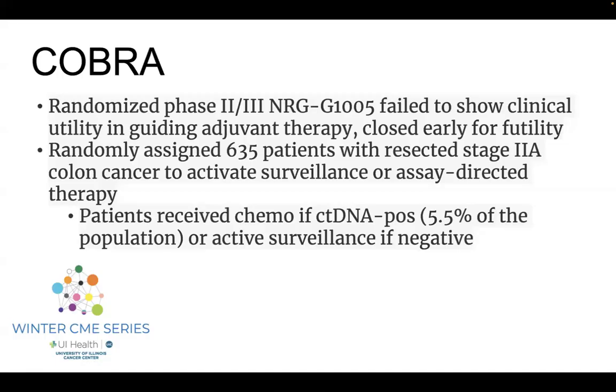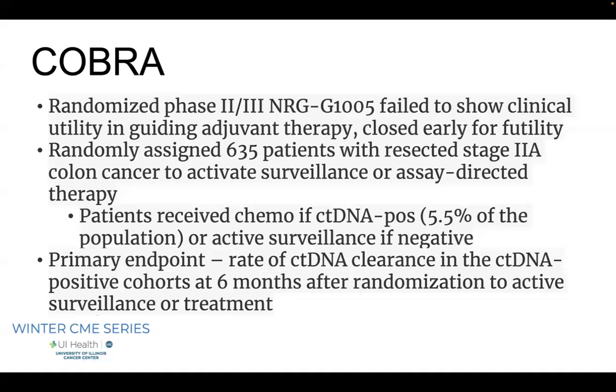They randomly assigned 635 patients with resected stage 2A colon cancer to active surveillance or assay-directed therapy. And again, these patients received chemo if they were ctDNA positive or surveillance if negative. And the primary endpoint was a rate of ctDNA clearance.